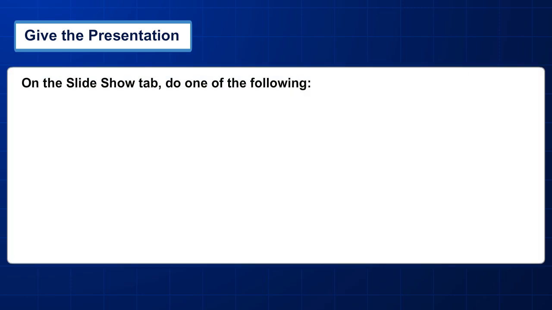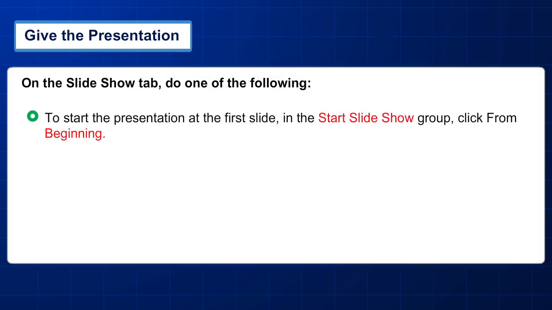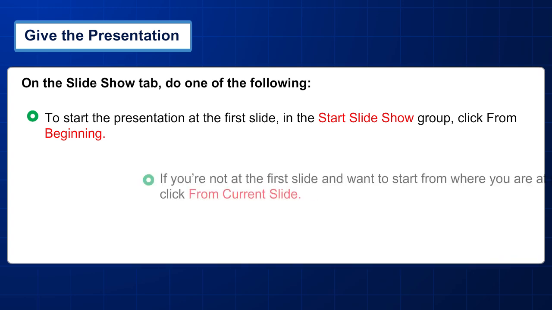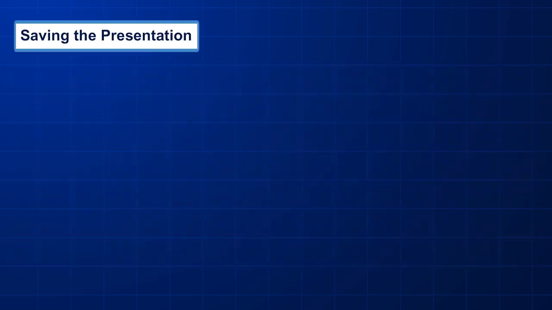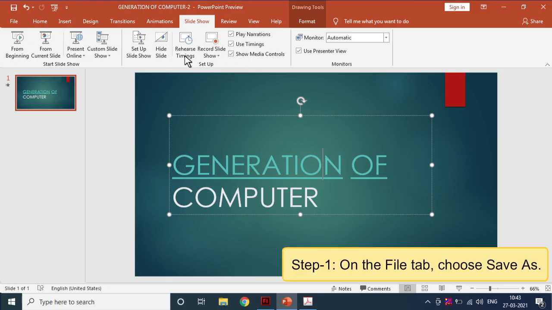On the Slideshow tab, do one of the following. To start the presentation at the first slide, in the Start Slideshow group, click from beginning. If you're not at the first slide and want to start from where you are at present, click from current slide.